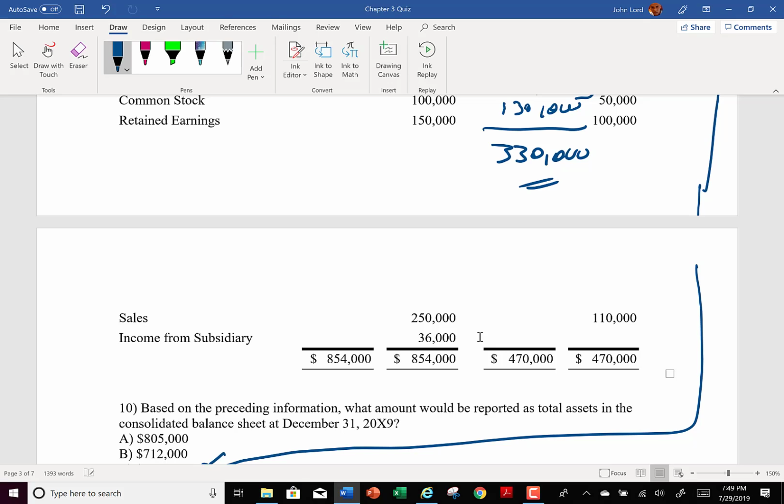Okay, so when the parent prepares their income, would the income for their share of the subsidiary be included in their calculation of their net income? Yes, it would. So I'm going to go ahead and pick that up. Sub income, their share of it, which is what? 36,000? So I'm just going to add those two numbers together, 286. Right? Okay, then I'm going to pick up the parent's expenses, right?